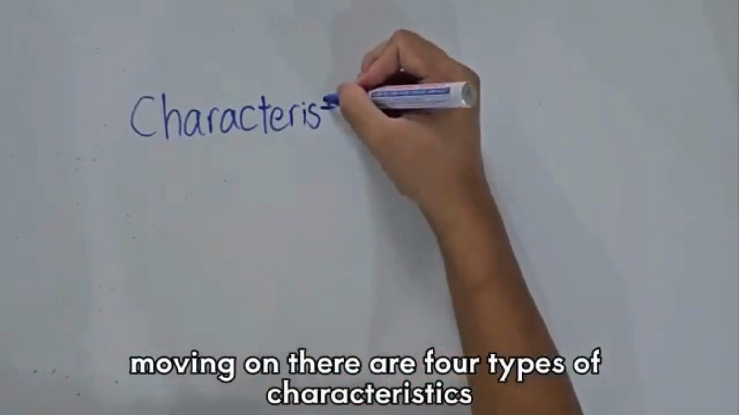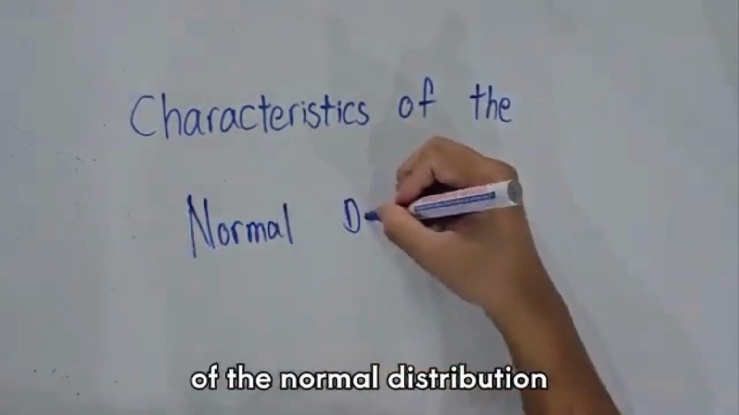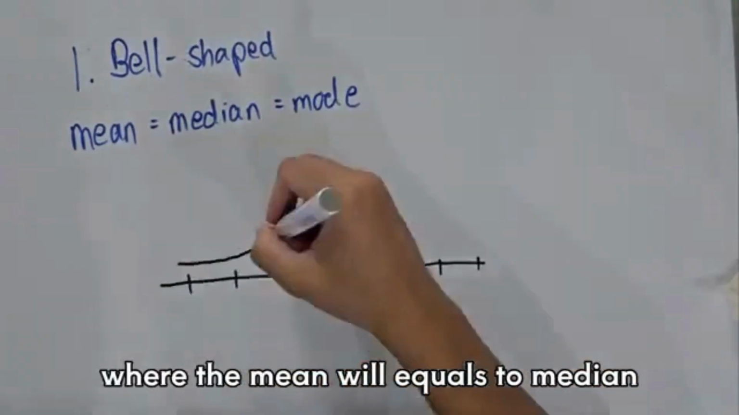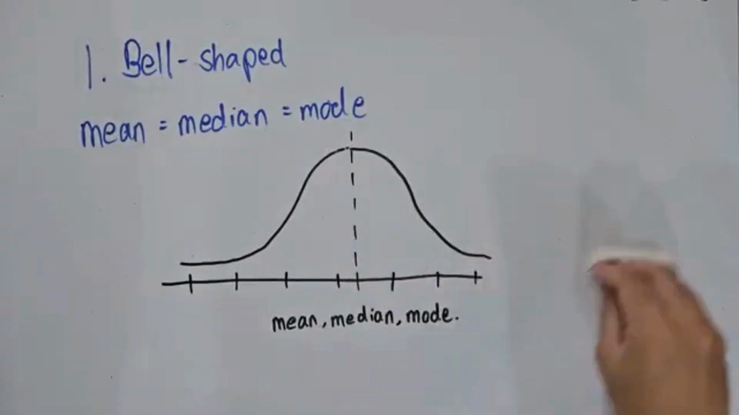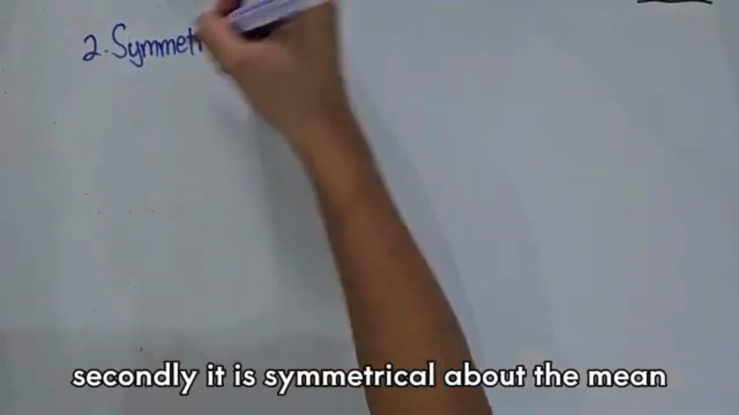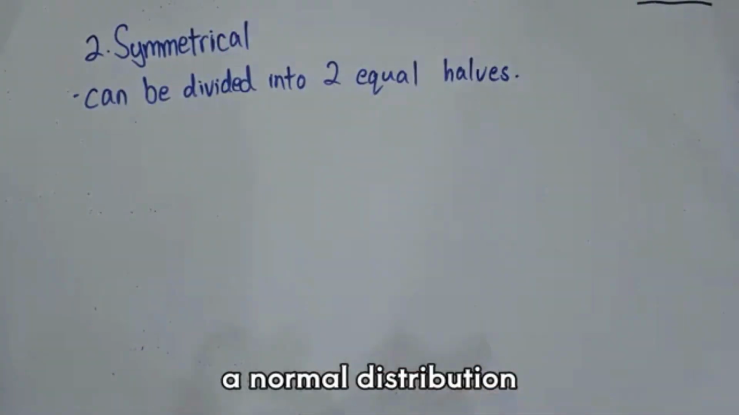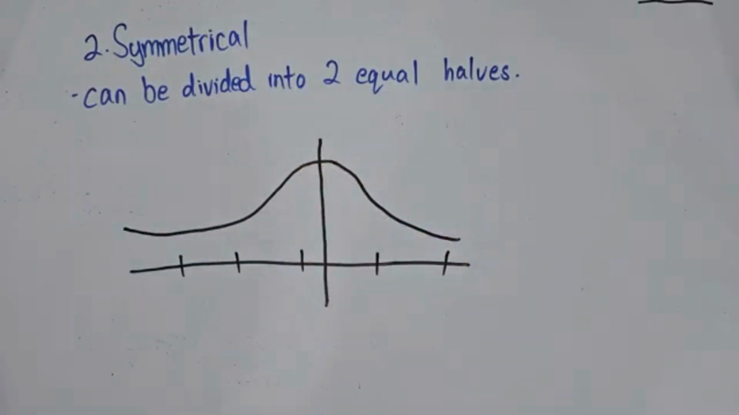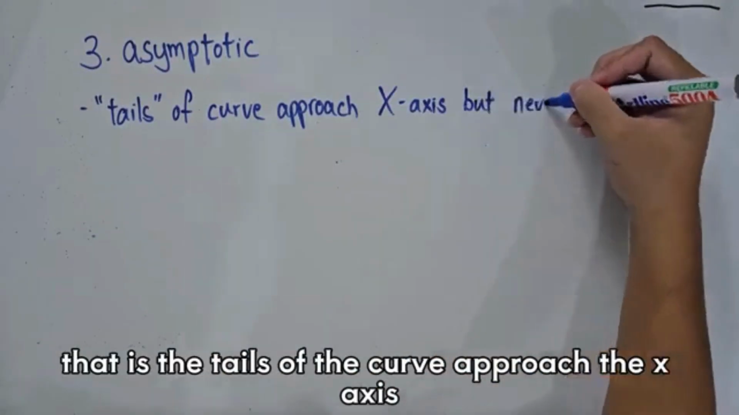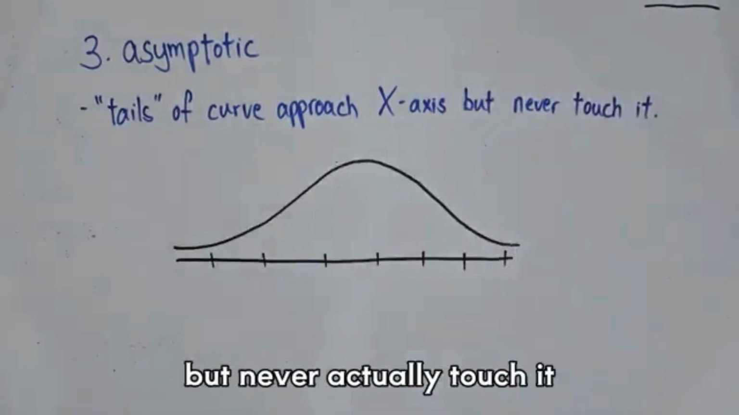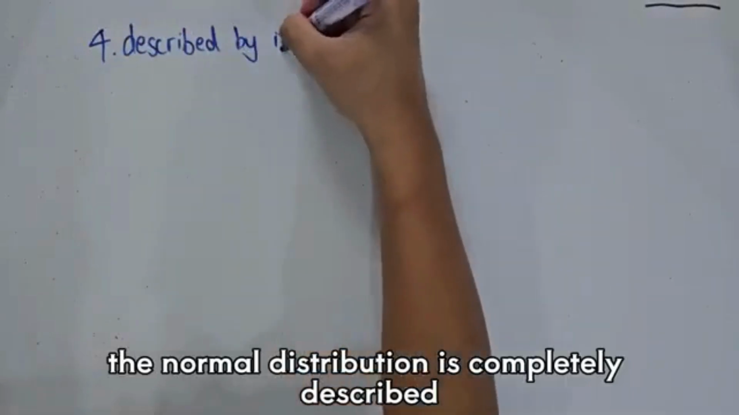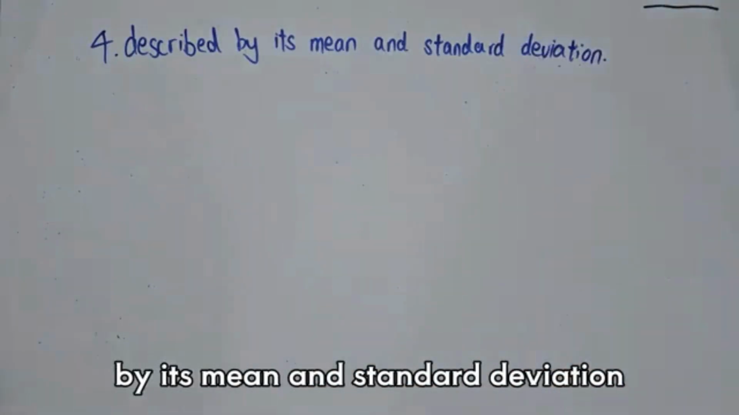Moving on, there are 4 characteristics of the normal distribution. Firstly, it is a bell-shaped graph where the mean equals the median and equals the mode. Secondly, it is symmetrical about the mean. A normal distribution can be divided into 2 equal halves and these halves possess exactly the same shape. Thirdly, it is asymptotic, that is, the tails of the curve approach the x-axis but never actually touch it. Last and foremost, the normal distribution is completely described by its mean and standard deviation.